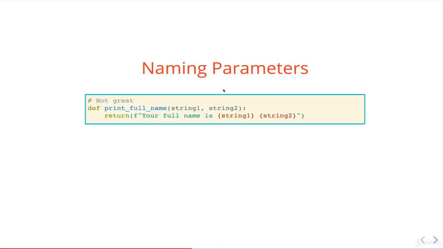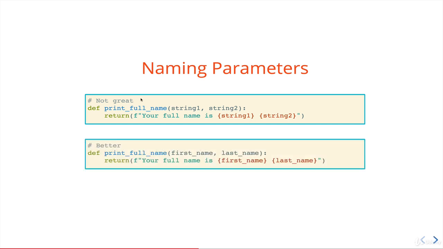Let's quickly talk about naming our parameters. So here's an example that just returns an F string that takes a first name and a last name, and puts them together with a space in the middle, instead of a string that says your full name is, blank blank. This is a better way of writing this function. All that's changed are the parameter names. So rather than string 1 and string 2, it makes a lot more sense.